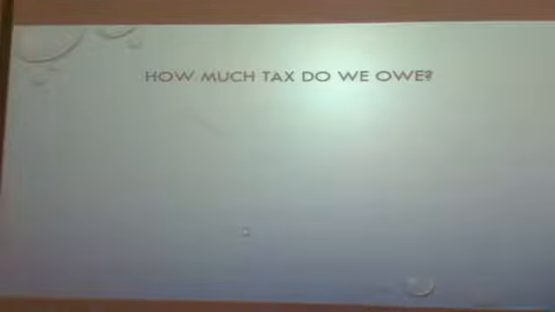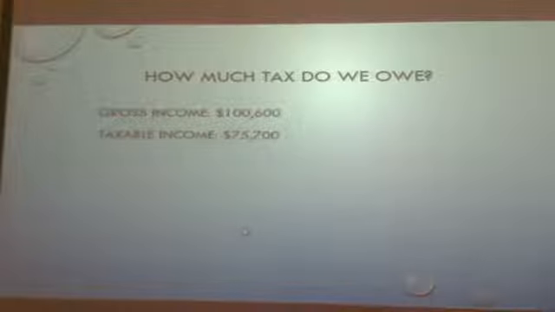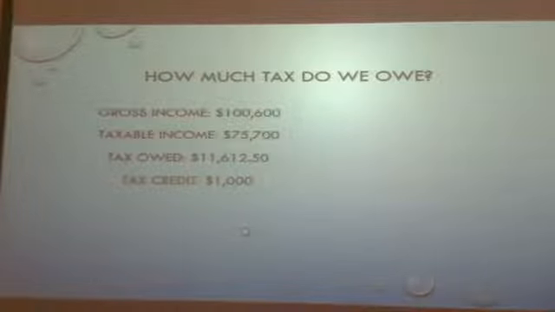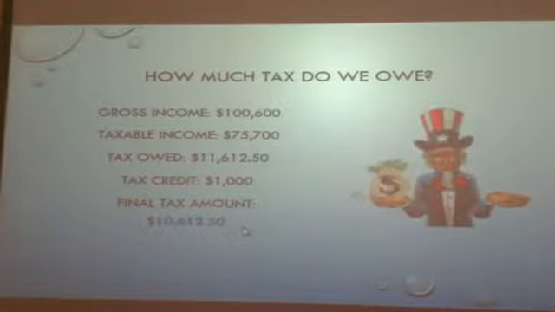All right, so how much tax does he owe? He had gross income of $100,600, taxable income with all the deductions and everything subtracted of $75,700. So in this case, this poor family owes $11,612.50. But they had a tax credit. So at this point, we now get to subtract that tax credit so that we now owe only $10,612.50 to good old Uncle Sam.